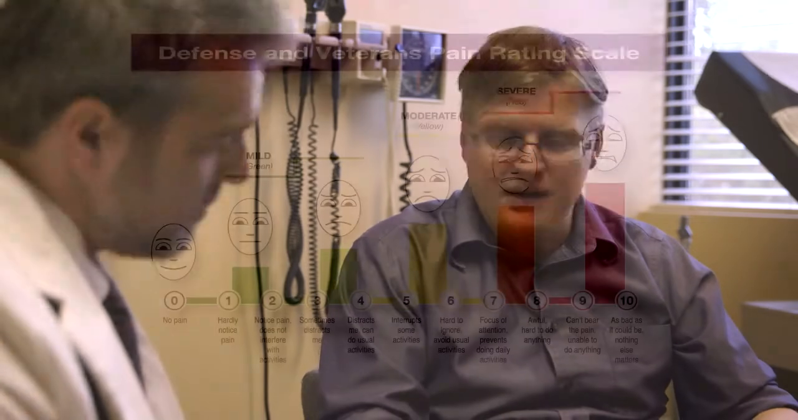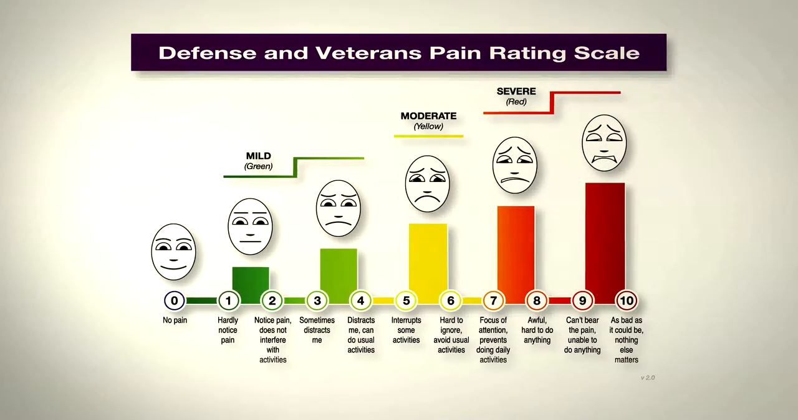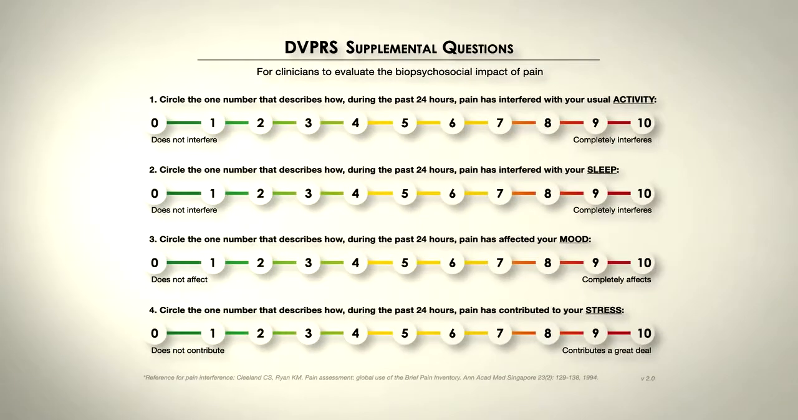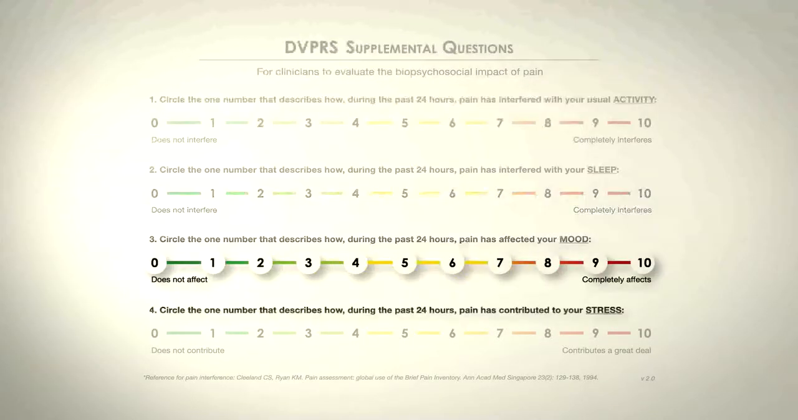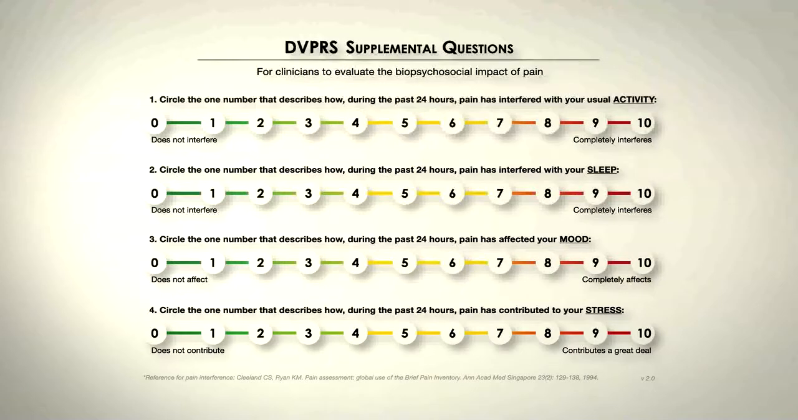Because pain often transcends a simple measurement of intensity and frequently affects many areas of a person's life, the DVPRS also includes supplemental questions aimed at providing insight on the impact of pain on 4 key areas: activity, sleep, mood, and stress. These supplemental questions take only a few extra seconds to administer, but provide additional indicators of the success or failure of pain management therapies far beyond what is obvious when only looking at pain intensity.